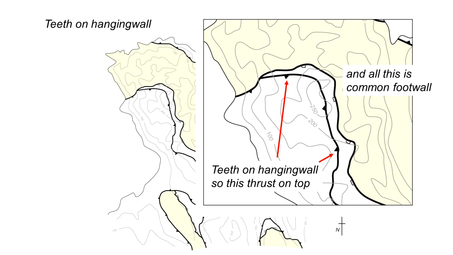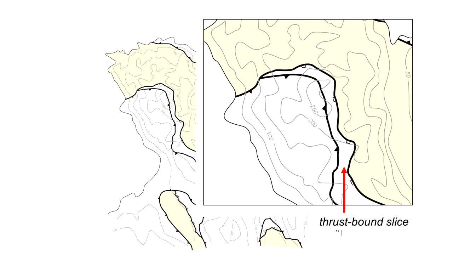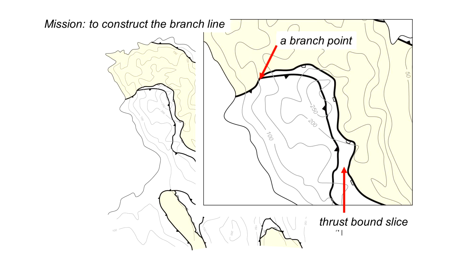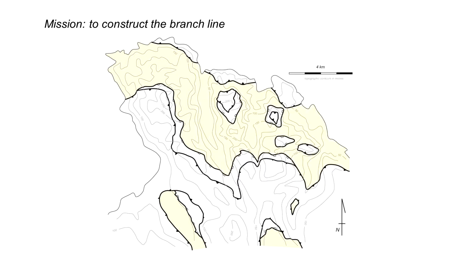Okay, so that's the map of the thrusts. Here's our thrust-bound slice, and we can trace it along and see that it tapers out where the 2 thrusts meet, and that is a branch point. And our mission now is to construct the branch line for the whole map. And in doing so, we'll establish the limit of the slice of rock that's bound between the 2 thrusts.